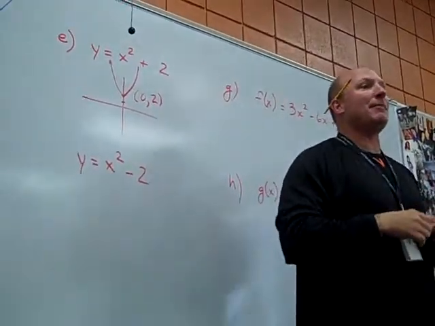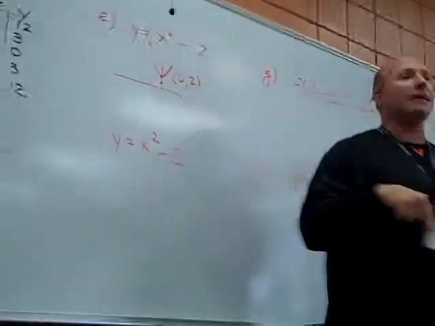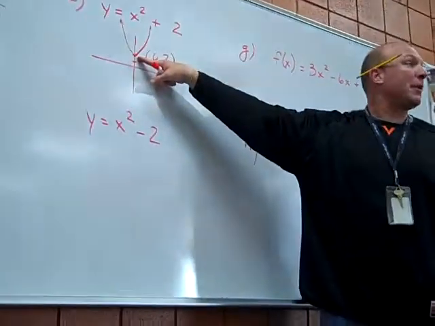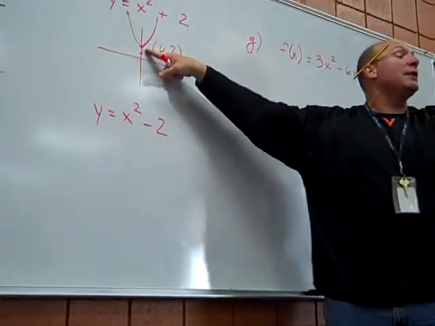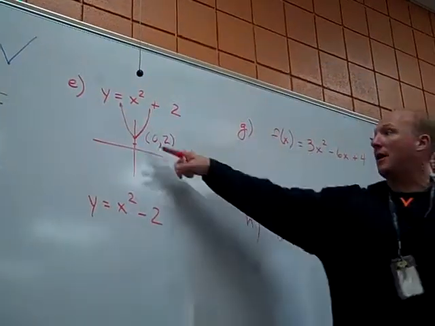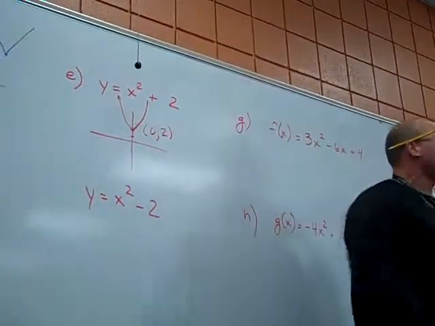Is it a minimum or a maximum? Minimum. What is your minimum value? 2. That's as low as you go. That's the lowest point. Lowest Y value. When we talk about max or min, we're talking about how high, how low. I go all the way down to 2 and then I go right back up.